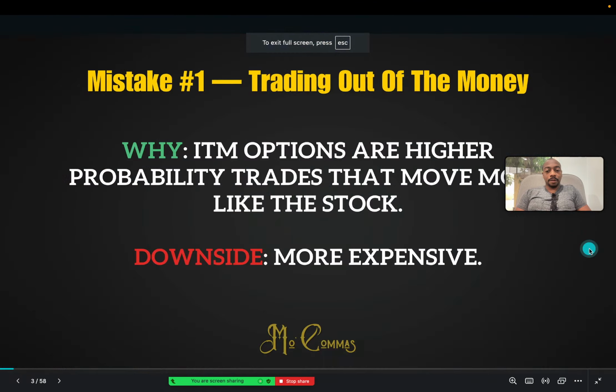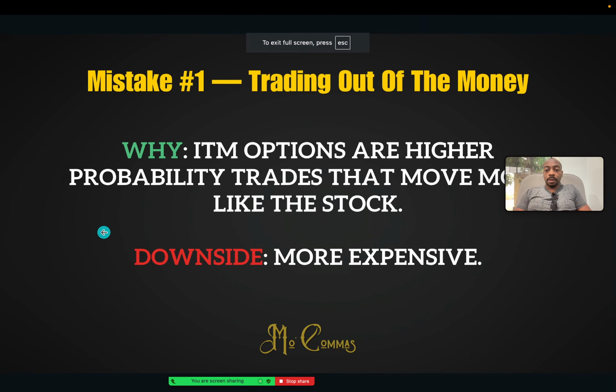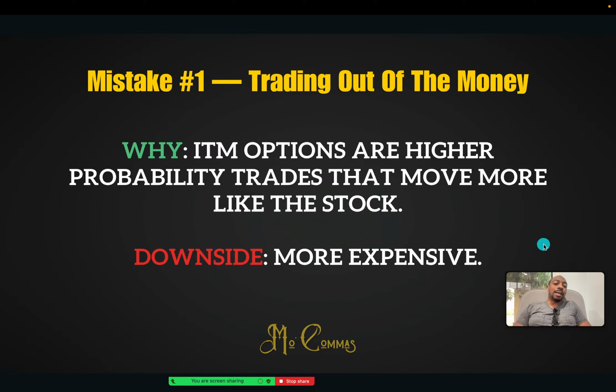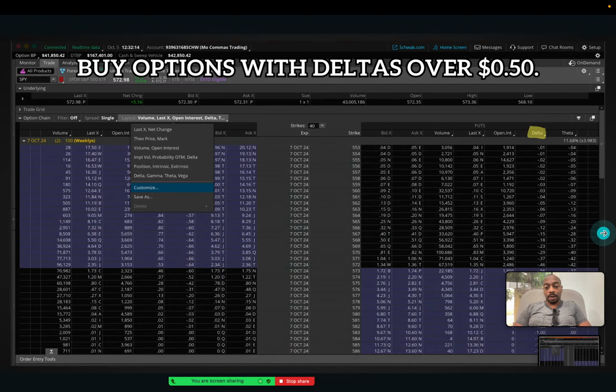All right, mistake number one: trading out of the money. Why? In the money options have a higher probability to go in your favor, and they move more like the stock. The downside of buying in the money options is that they are more expensive, but they're more expensive for a reason. It's because they have a higher probability to win, right?